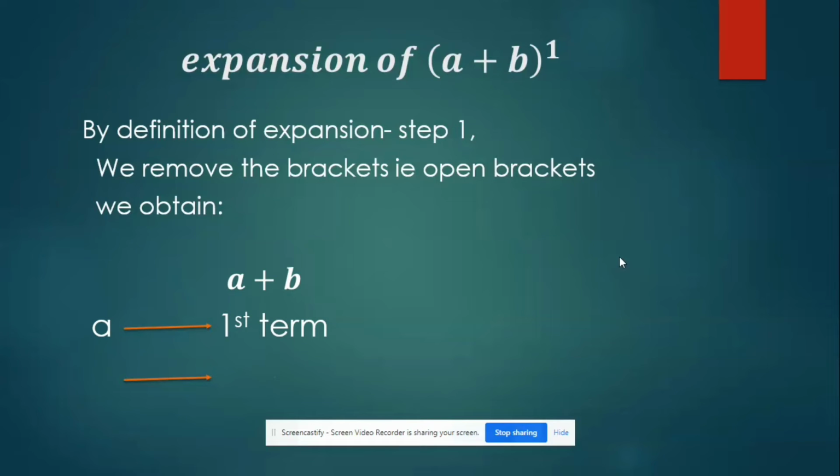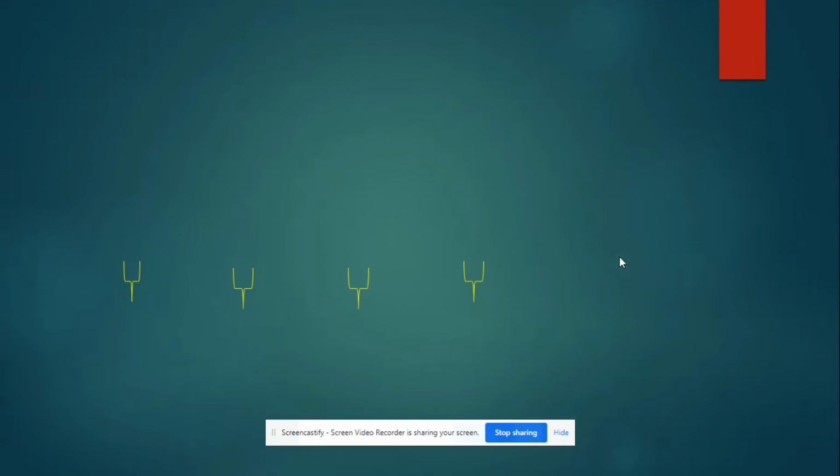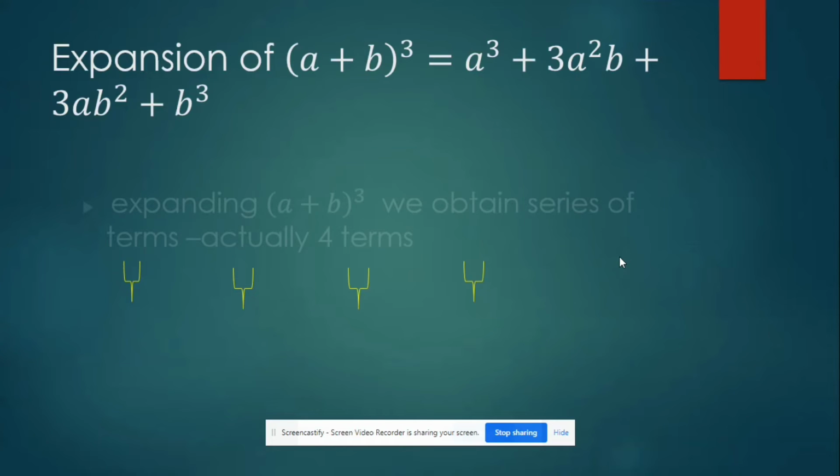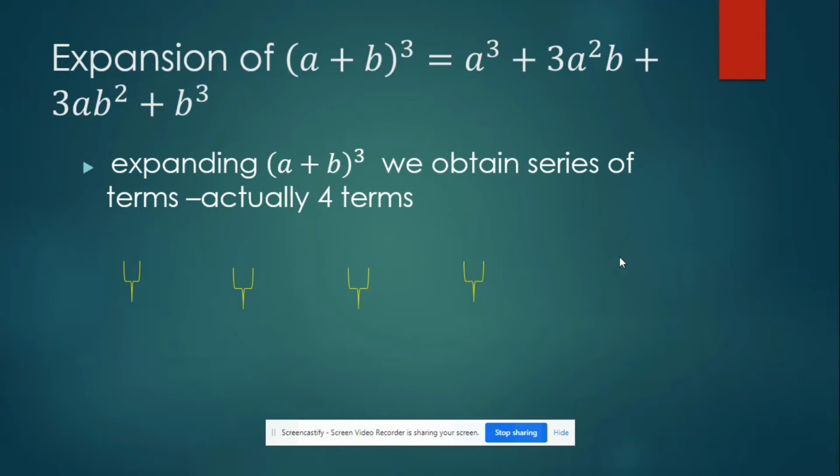So a is our first term. b is our second term. That's when we do an expansion of a plus b. What we actually get is a plus b. a is our first term, b is our second term. Good. Now, look at another expansion, a plus b to the power of 3.